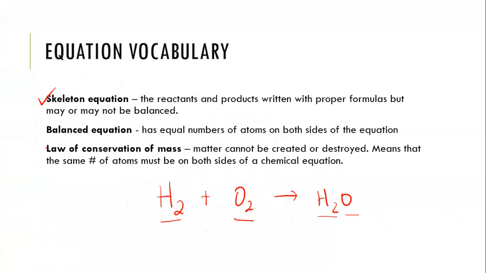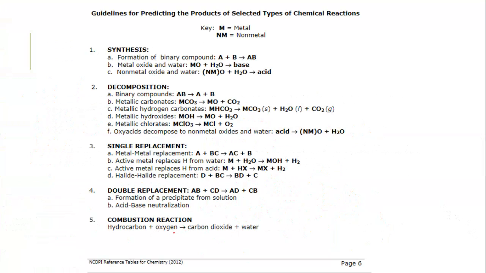The reason that we balance is because of the law of conservation of mass. It says that matter can't be created or destroyed. So that means if we have 2 oxygens right here, we have to have 2 oxygens on this side. You can't magically lose an oxygen atom. We'll work in lesson 2 on how to balance it. Right now, we're just concerned with the types of reactions.